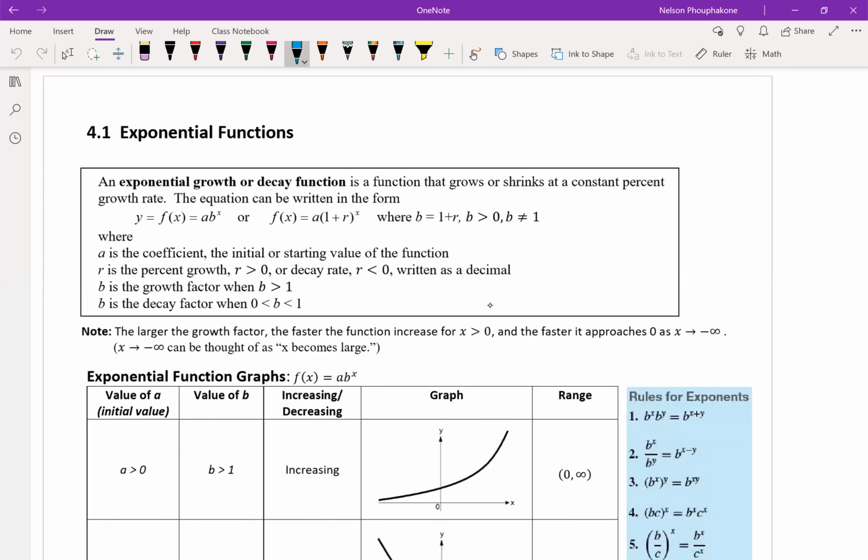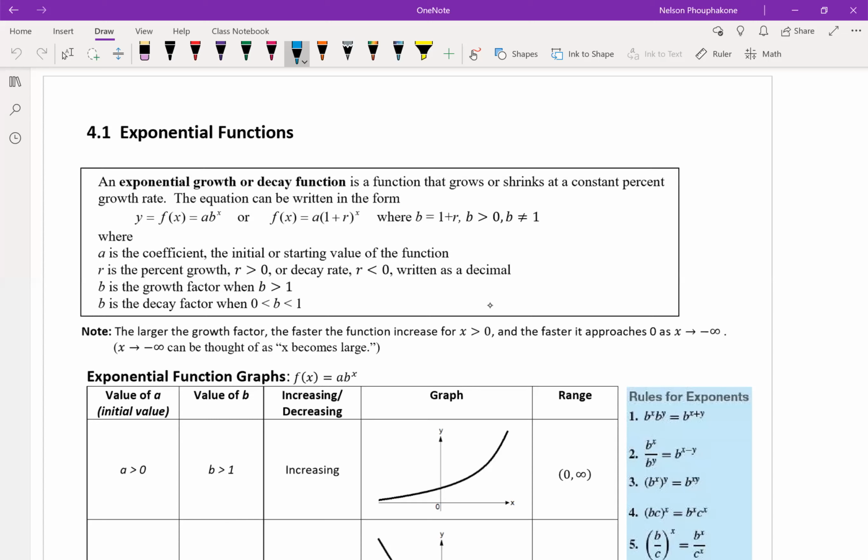Okay, so now let us get to chapter 4. Chapter 4 basically is we will talk about exponential functions, and later on in the chapter we will talk about logarithmic functions. Okay, so let's see about the exponential first.